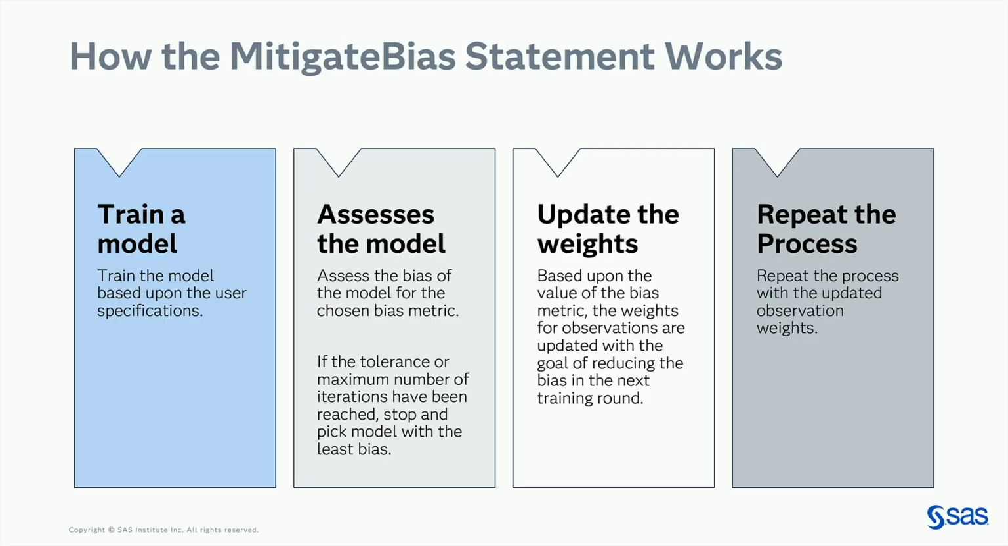So the mitigate bias statement, I mentioned that it was iterative. First, if you were going to use it under the covers, it trains your model without any consideration for bias. After it trains that model, it then scores that model and looks at the bias assessments based off of whatever metric you wanted to reduce. If that's below a tolerance value or beyond a maximum number of iterations, it'll stop. But otherwise, it'll go and re-weight the observations.